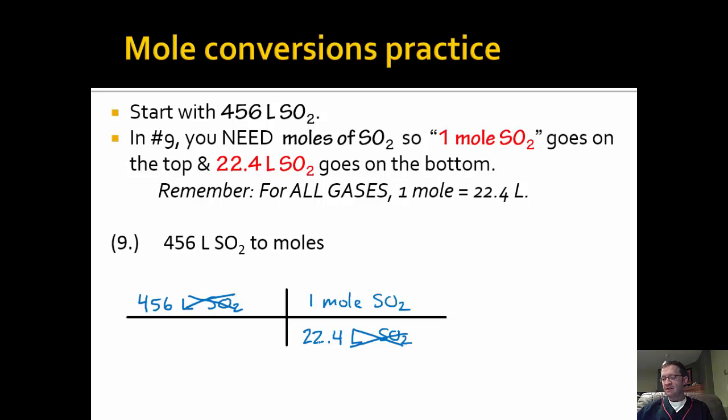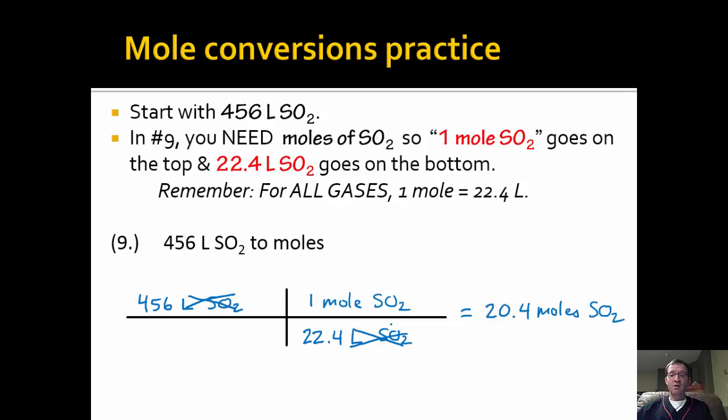All right. So when we do that, we basically take 456 divided by 22.4, and our answer should come out somewhere right around 20.4 moles of SO2. And again, look how I'm being very deliberate to have a quantity, 20.4, a label, moles, and a substance, SO2. You want to sort of have that 3-part answer as you go through these.